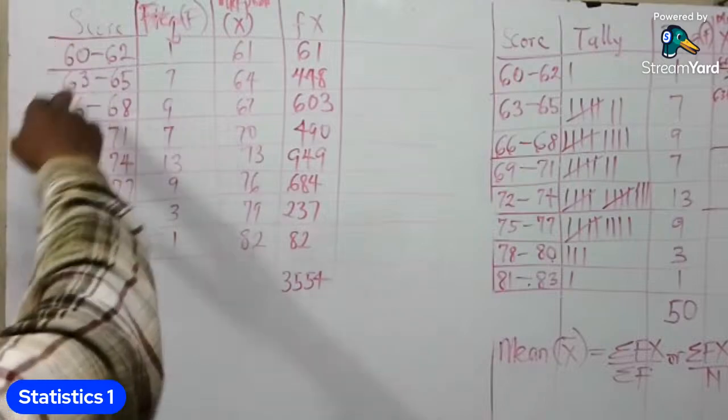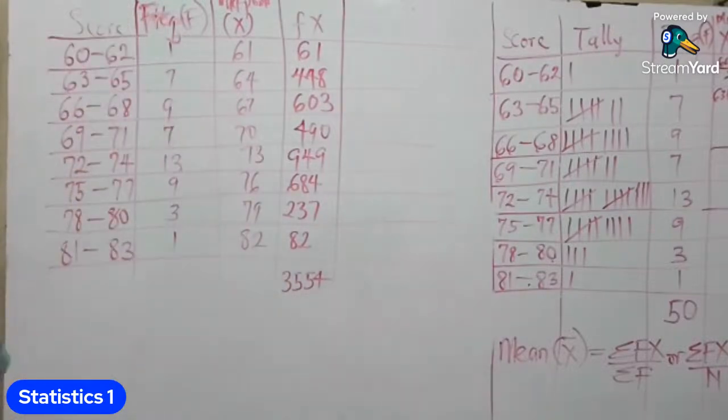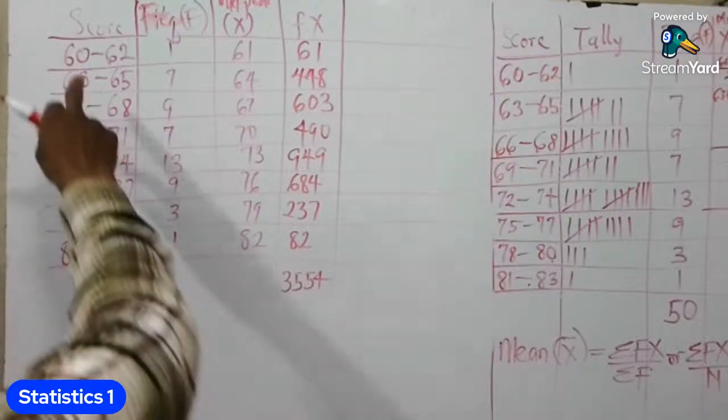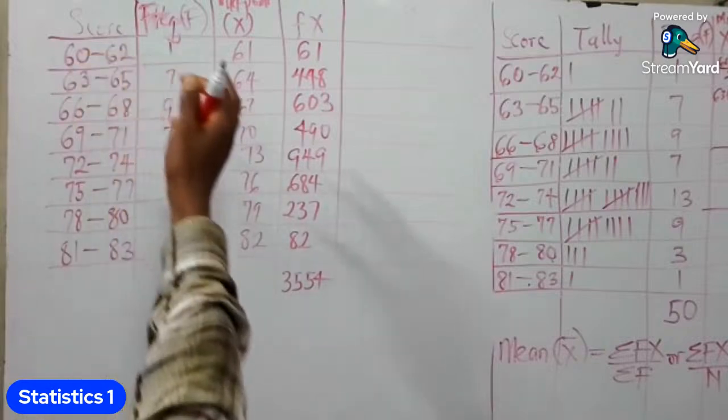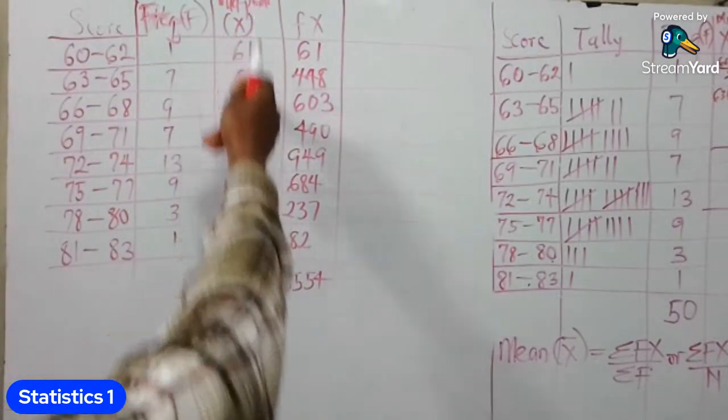Like I said, instead of adding it together and dividing it like that, you can just look for the class size. The class size, like I said, 60 to 62. That's 60, 61, 62. So that is 3. Just add the class size to this.